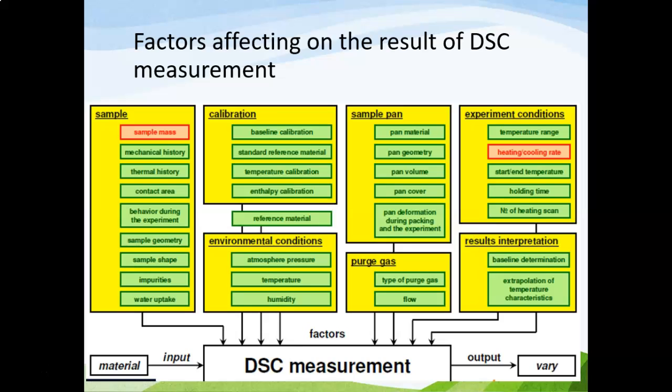These are the factors affecting the result of DSC measurement. We have sample calibration, sample pan, depending on the type of sample pan used, and depending on whether the calibration of your machine is done. For example, the most important effect is the sample mass and also the experiment condition. The way that you set the heating and cooling rate will affect the DSC curve. And also the result interpretation, purge gas, and the environment condition.